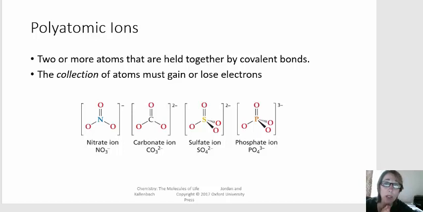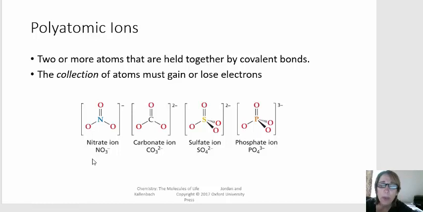Polyatomic ions are molecules that have lost or gained electrons. Most of the polyatomic ions we will look at are actually anions, meaning they've gained electrons. And they gain those electrons so that the atoms within that polyatomic ion can fulfill the octet rule. So let's take a look at some of the common polyatomic ions.